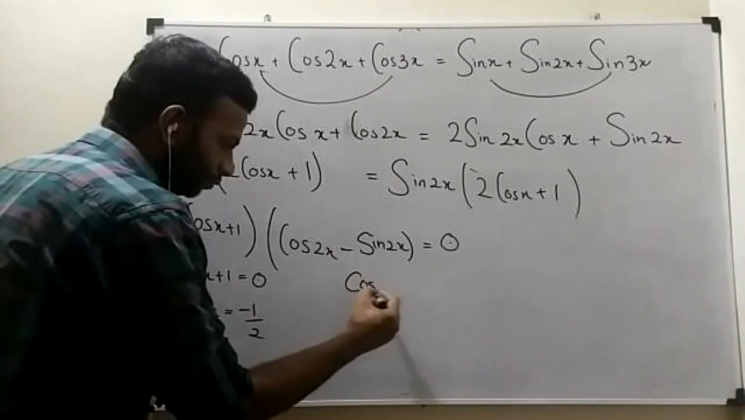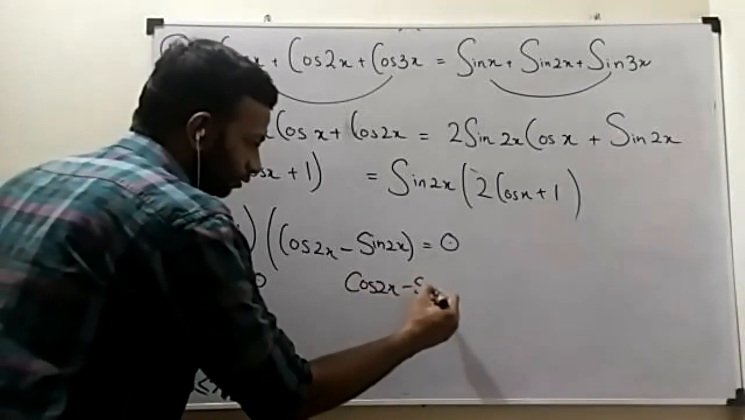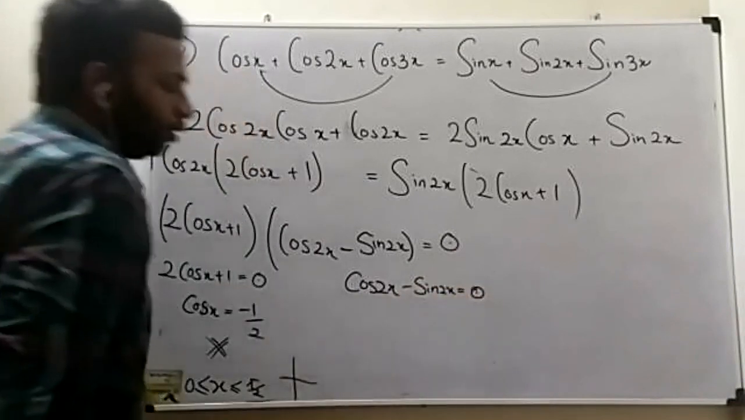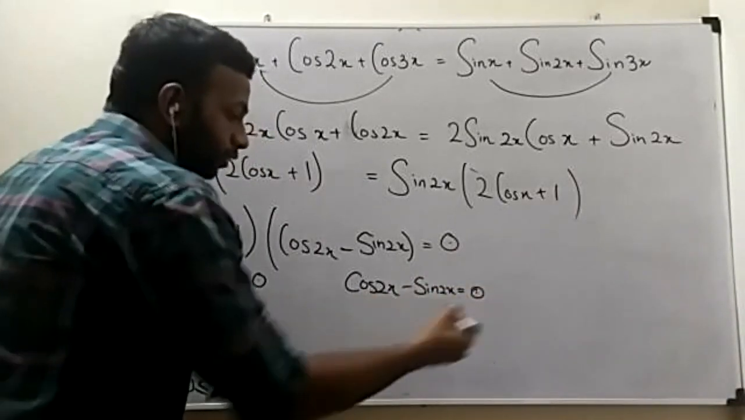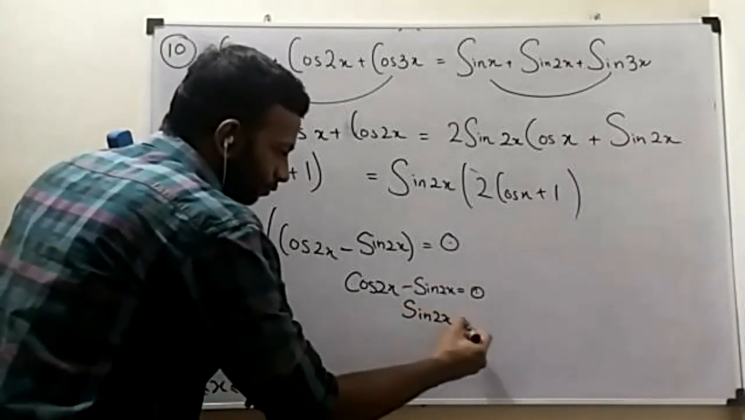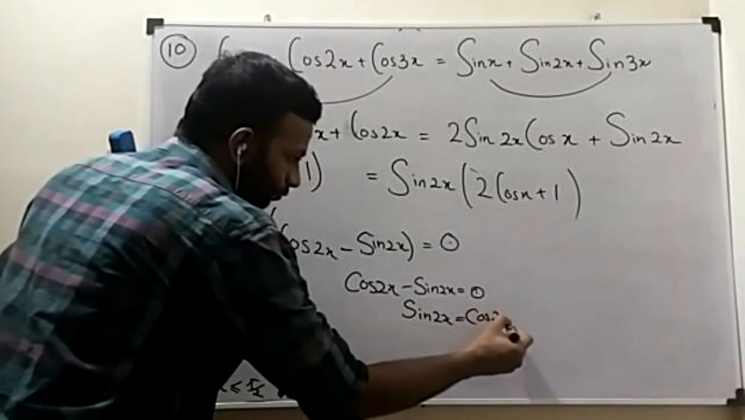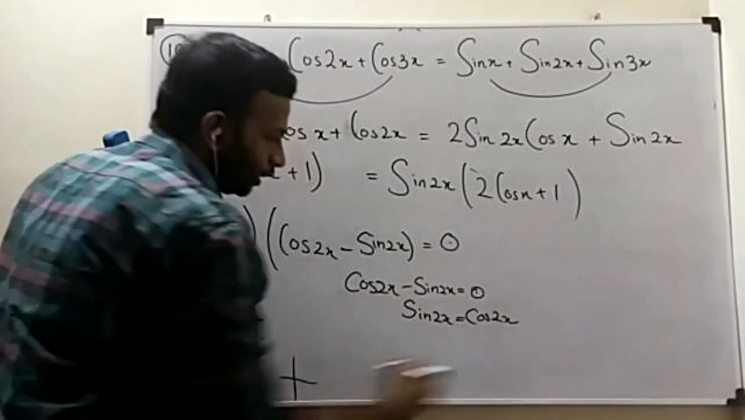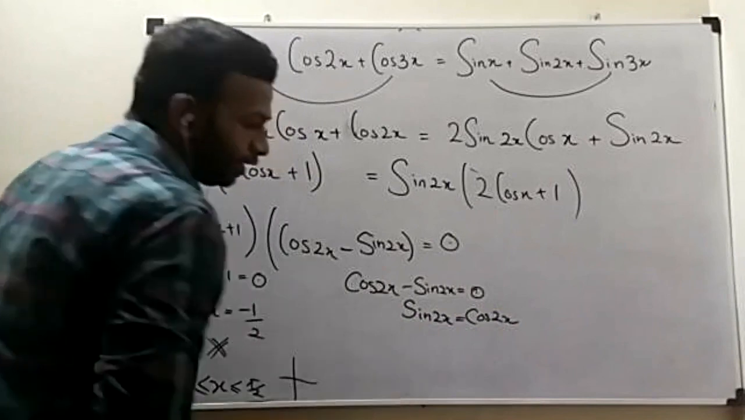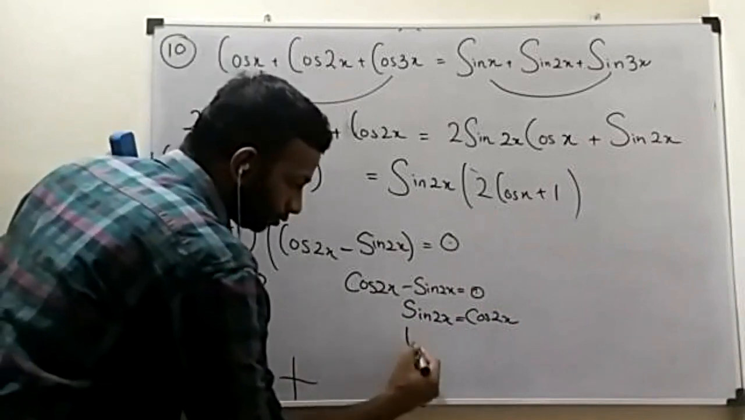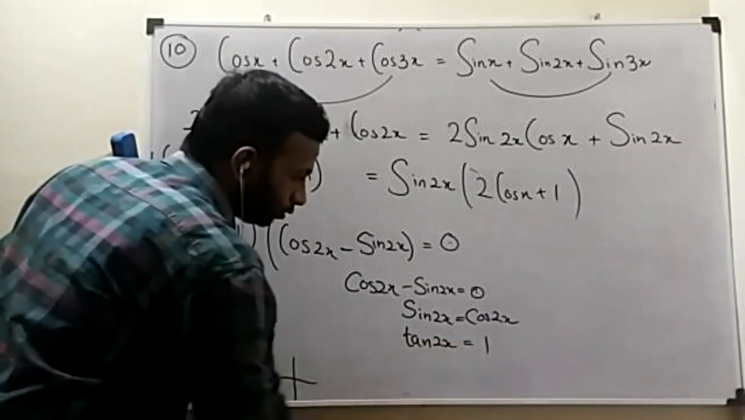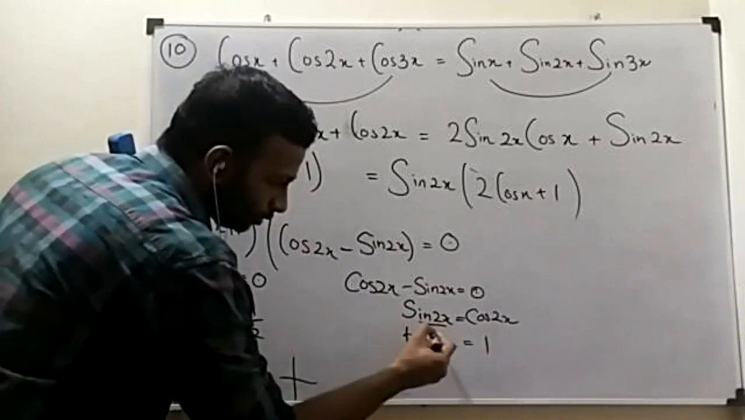cos 2x minus sin 2x is equal to 0. So I'll take both to the next side. So we can say sin 2x is equal to cos 2x. You can divide both sides by cos 2x. If you divide this by cos 2x, it will become 1. If you divide this by cos 2x, it will become tan 2x. So tan 2x is equal to 1. How I got that was I divided both sides by cos 2x.